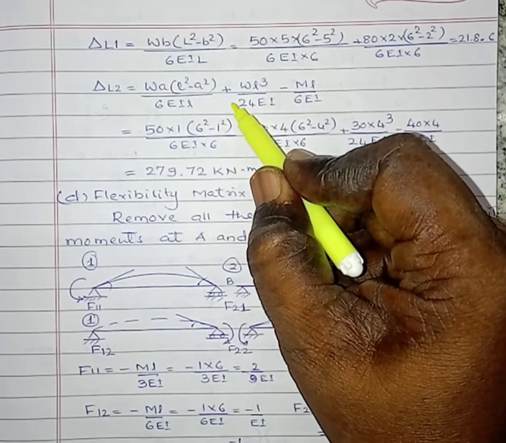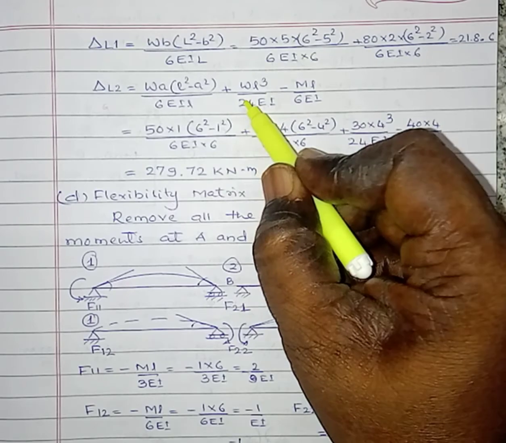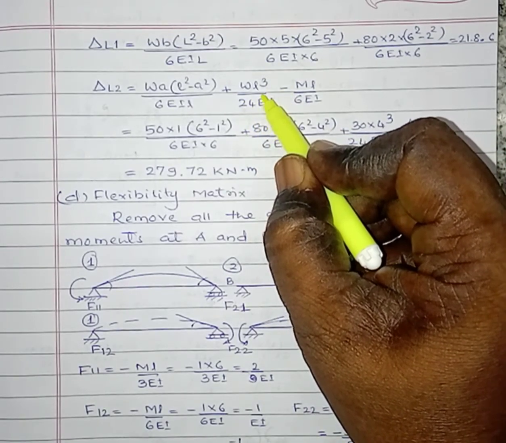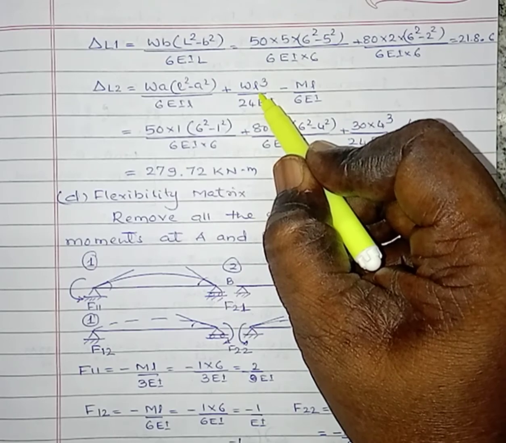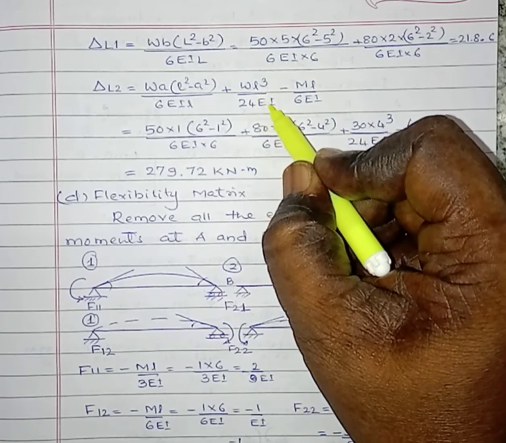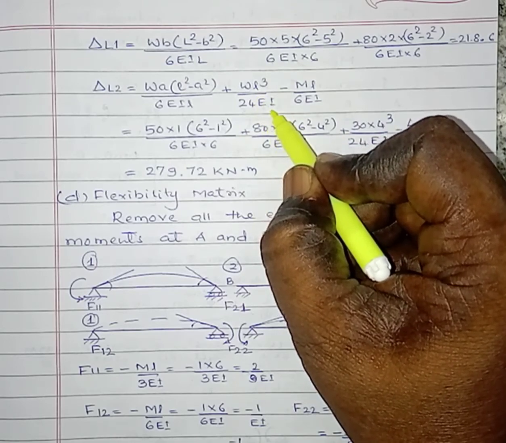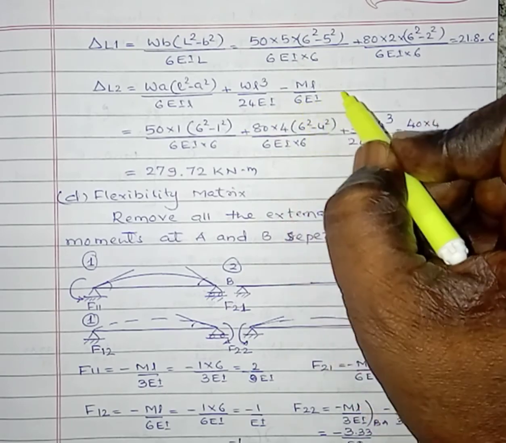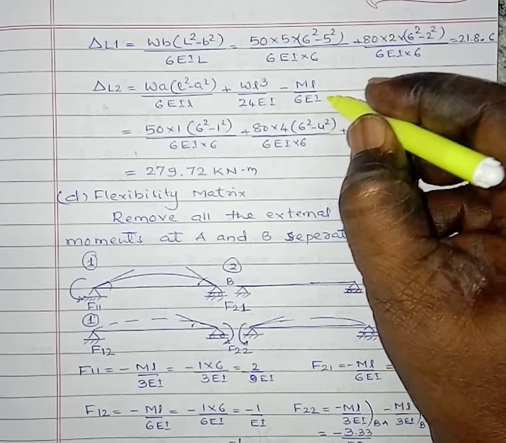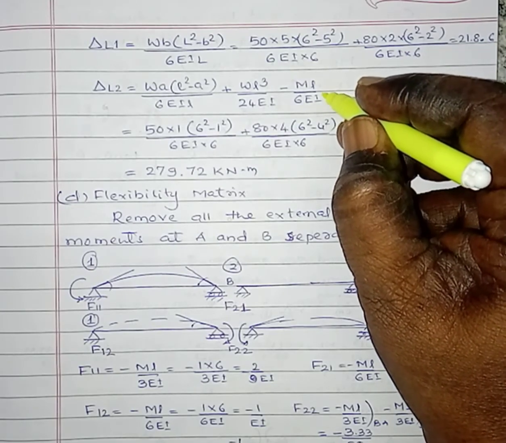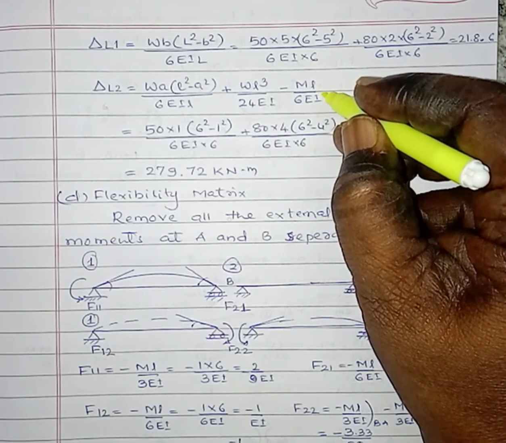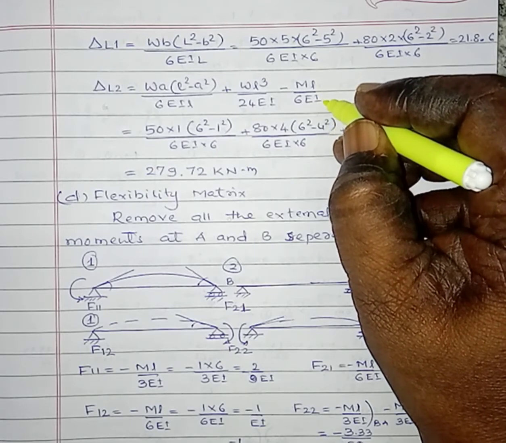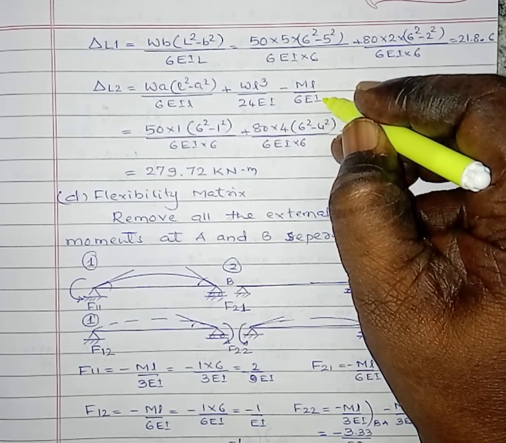Similarly here span BC is subjected to UDL of 30 kilonewton per running meter. The angular displacement as shown in the figure is WL cube divided by 24 EI. Similarly there is a couple moment of 40 kilonewton meter due to the overhang, and the displacement due to that one is given by minus ML by 6 EI, since that one is a hogging moment.